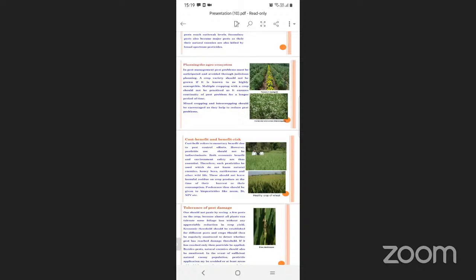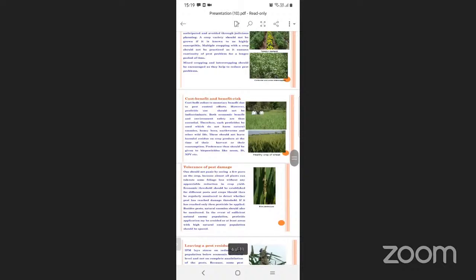And next thing is cost benefit and benefit risk. Here, cost benefit refers to the monetary benefit due to the pest control efforts, whatever we are introducing. However, pesticide use should not be indiscriminate. Both economic benefit and environment safety are thus essential, and therefore such pesticides should be used which do not harm the natural enemies, honeybees. Such pesticides should be used which do not harm the earthworms and other wildlife.